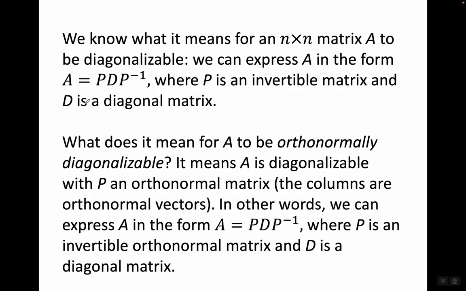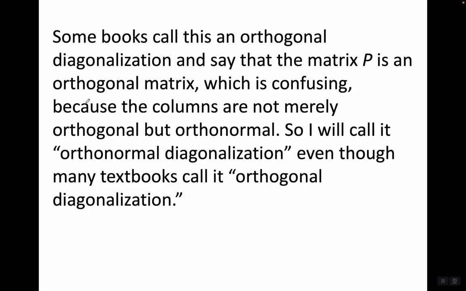We know what it means for an n by n matrix A to be diagonalizable. We can express A in the form A equals P D P inverse, where P is an invertible matrix and D is a diagonal matrix. What does it mean for A to be orthonormally diagonalizable? It means A is diagonalizable with P an orthonormal matrix. The columns are orthonormal vectors. In other words, we can express A in the form A equals P D P inverse, where P is an invertible orthonormal matrix and D is a diagonal matrix.